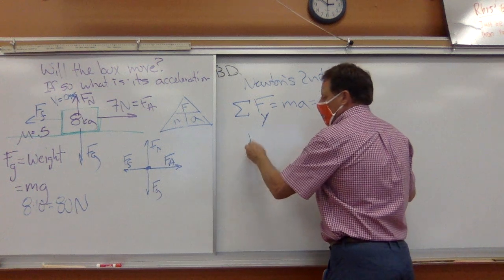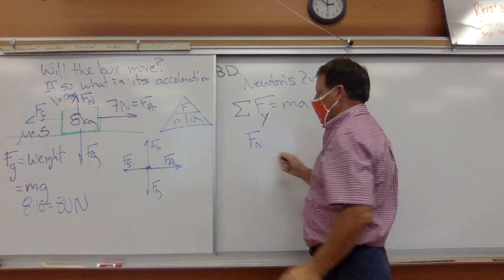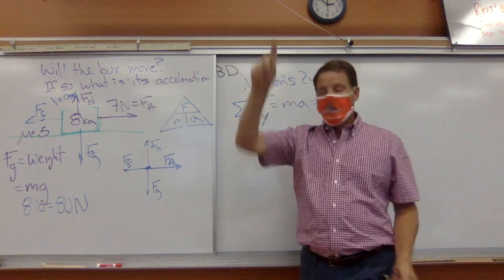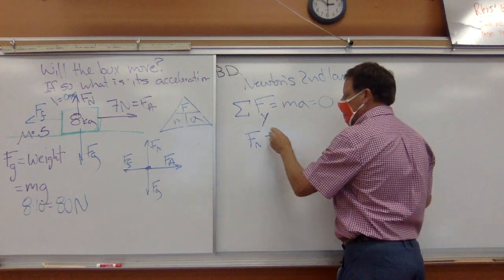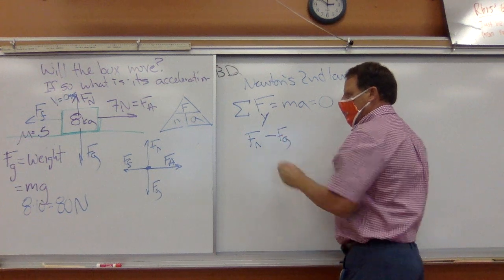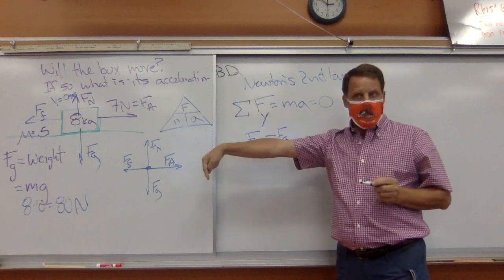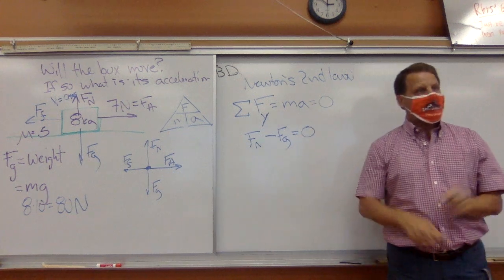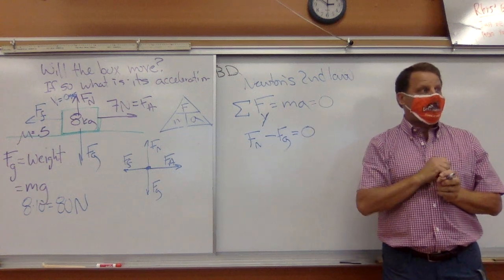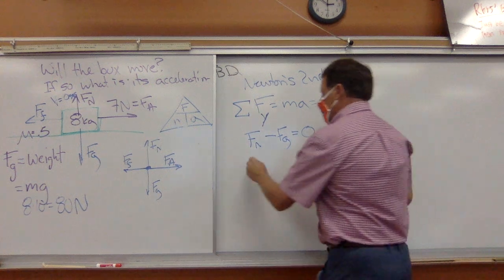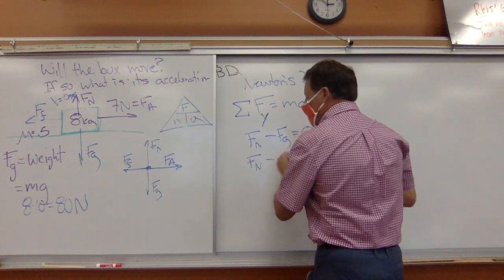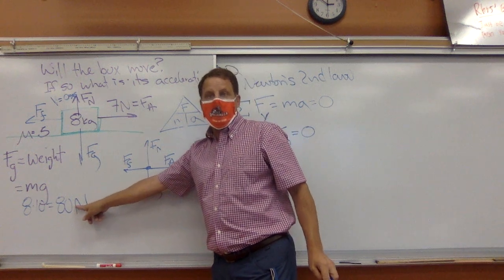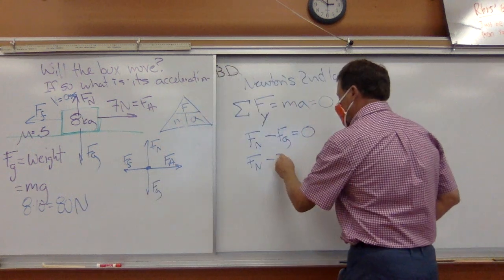We're going to add up all the forces. I'm going to call the normal force positive because it's going up, and I'm going to subtract the force of gravity because it's going down. And we're going to say that's equal to 0 because the box isn't accelerating up and down. So the normal force minus the weight. We figured out the weight over here, which was mg, which was 80 newtons.